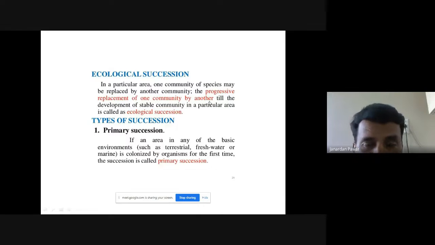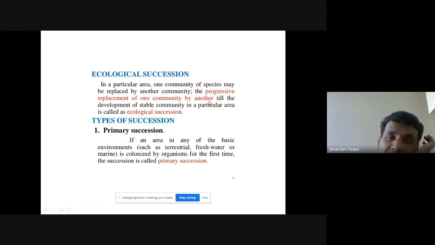Look at this. In a particular area, or in a particular ecological system, one community of species may be replaced by another community. So there is one community of species. Species you know very well. Species म्हणतो. So one community has replaced another community, and the progressive replacement of one community by another till the development of a stable community. This kind of replacement is called progressive. It shows the progress, and it will be a stable development also.